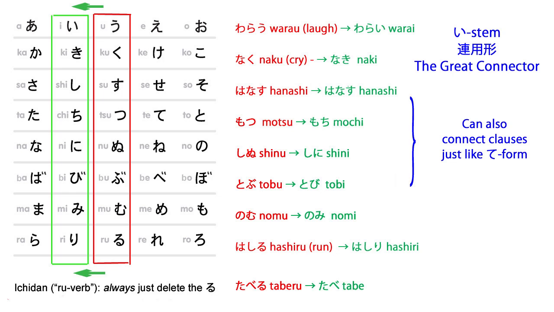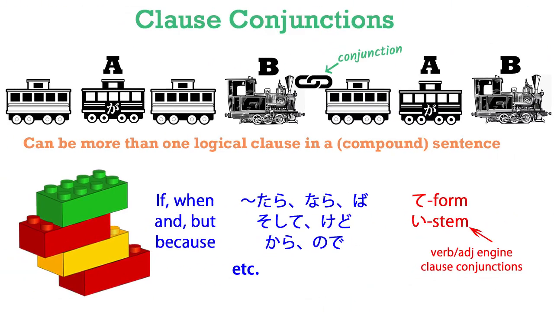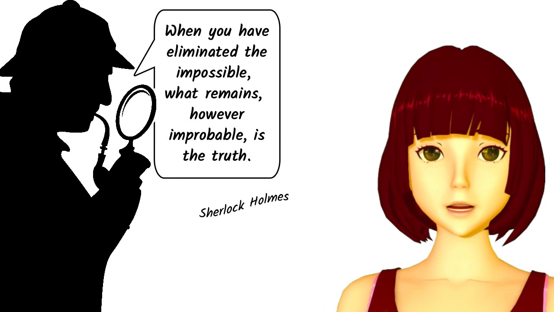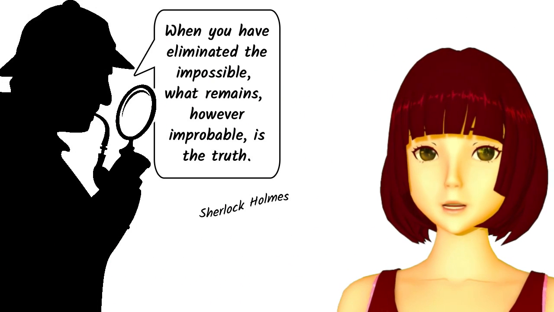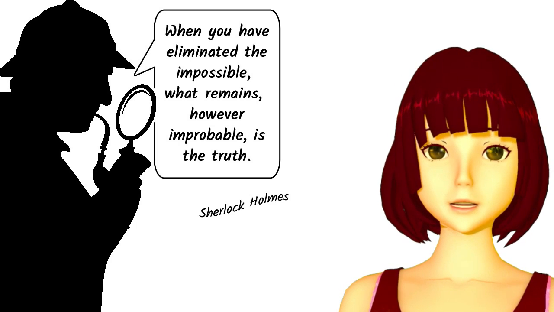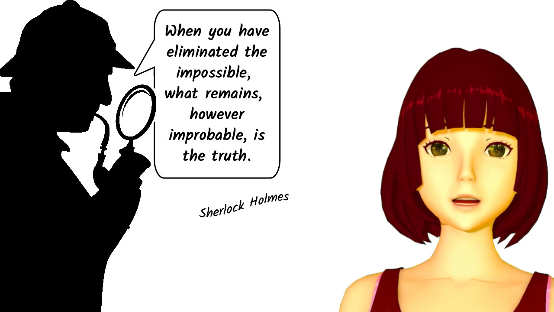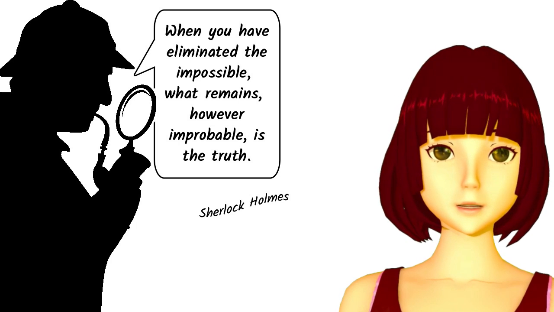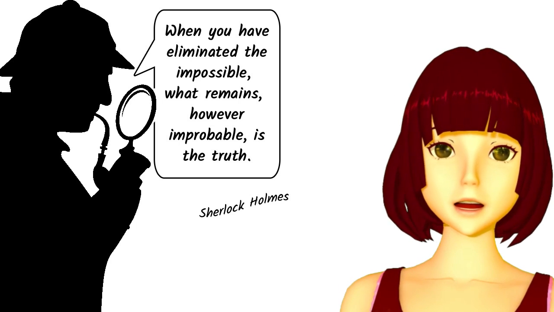This is slightly more literary, slightly more sophisticated perhaps than the te form, but it's the one other thing you need to look out for when you're investigating whether there is more than one logical clause in a sentence. We'll talk about this more in a later lesson. Now, let's talk about the complications that can arise and how we can see through them, how we can use our detective powers to see what's really going on.